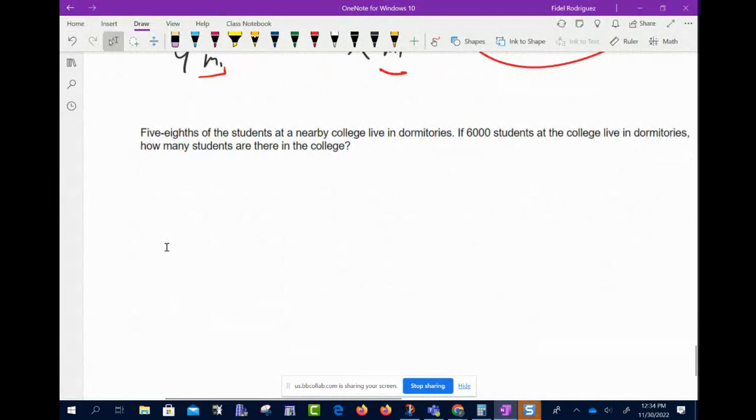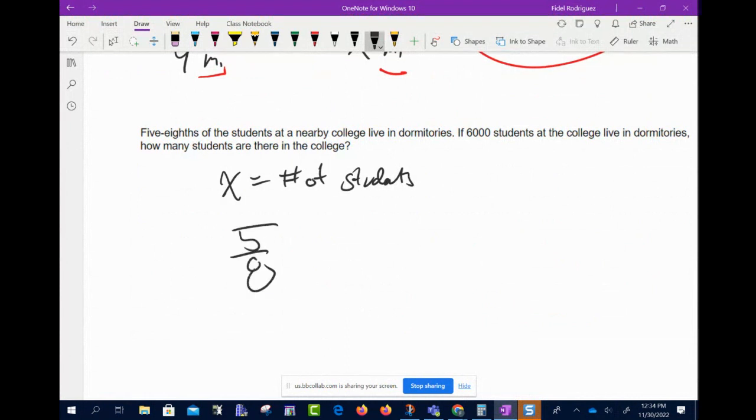Okay, and it says 5/8 of the students at a nearby college live in dormitories. So we don't know how many students we have. We're going to say X is the number of students. So 5/8. The word "of," y'all, means to multiply. So 5/8 times the number of students, we're calling that X, live in dormitories. Well, how many students live in dorms?